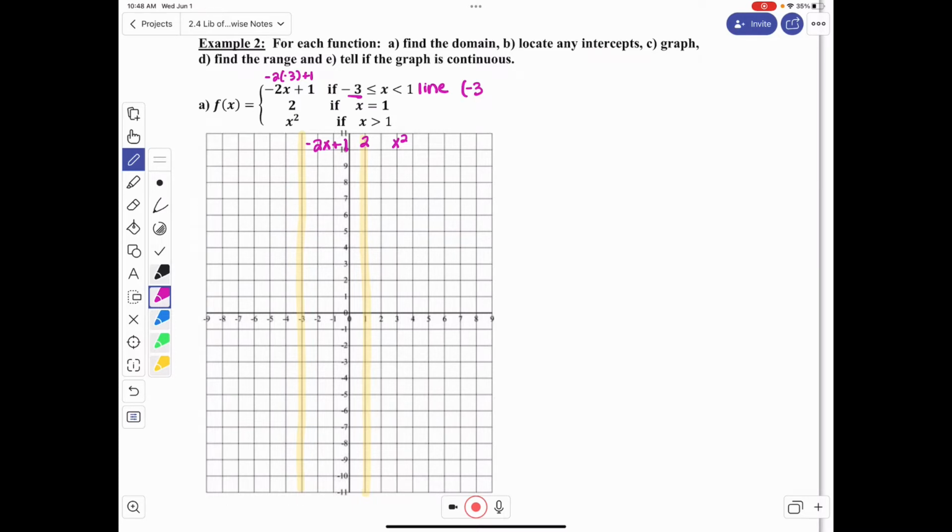And when I plug that in, I get 7. Now, notice the inequality symbol, it's equal to. So that is a point. So remember, like if you were doing a number line or whatever, that would be a point. So -3, 7, I put a point right there. Okay. Now I'm going to plug in the 1 for my x.